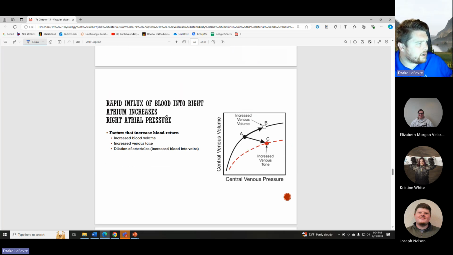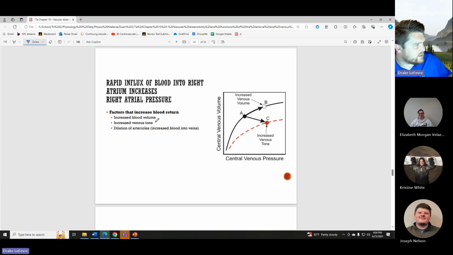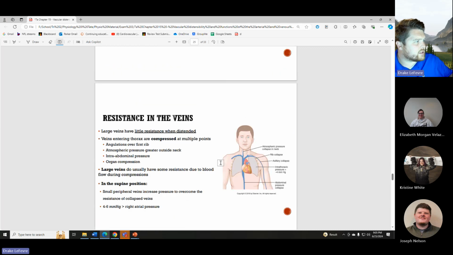Right atrial pressure increases when a whole bunch of blood goes into it, again, because of pressure. And if you put more stuff inside of the same volume, atrial pressure goes up. Increased blood volume, increased venous tone, dilation of arterioles. This is going to be more of the local stuff. We'll talk more about that when we get into the actual blood flow stuff.